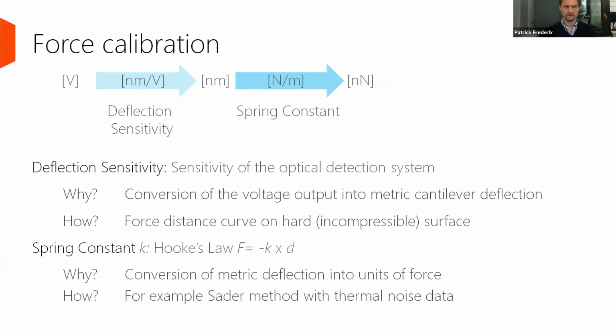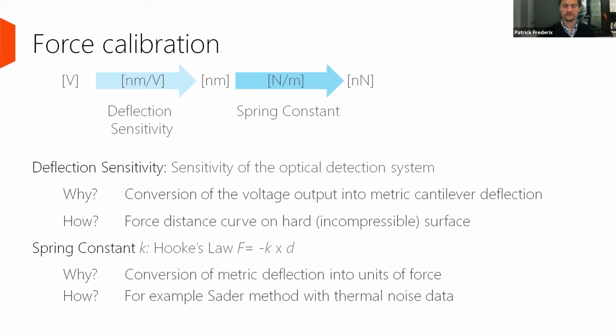So I said to get to the force, we have two steps. The optical deflection system is characterized by the deflection sensitivity, and that converts the voltage output into a metric deflection. How do you do that? You push the cantilever on a relatively hard, incompressible surface. While you do that, your cantilever bends up, but it should not penetrate into the sample. And then you know how much the cantilever bends per nanometer that you move down the Z piezo.